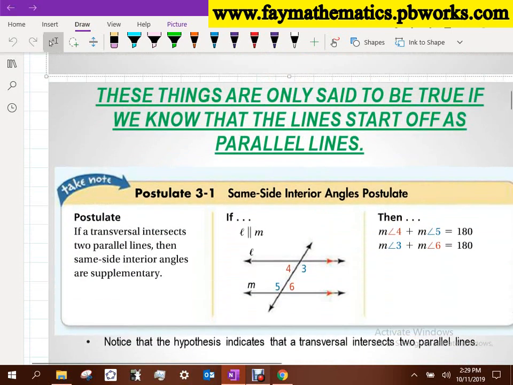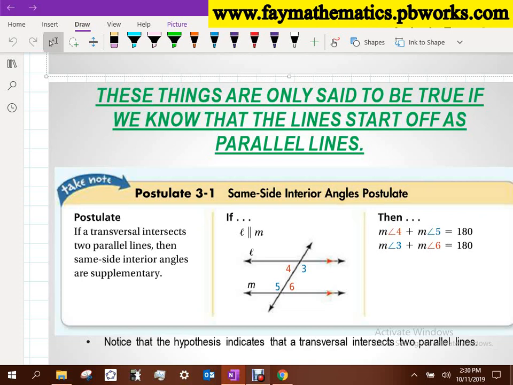Collectively, it's not that terrible, okay? And you probably can already start justifying some of the stuff, or maybe you've even already seen this in other classes. But we're going to talk about this postulate today for the most part, and how that then generates three other statements for us, okay? But everything that we talk about today abides by that green phrase there, okay? Because these things are only said to be true if we know that the lines start off as parallel lines.